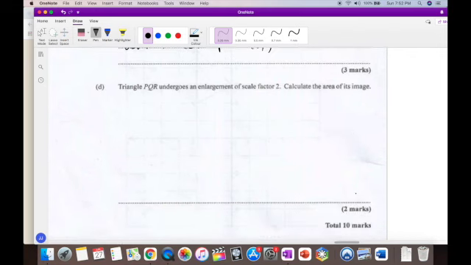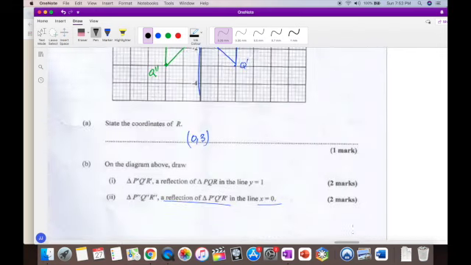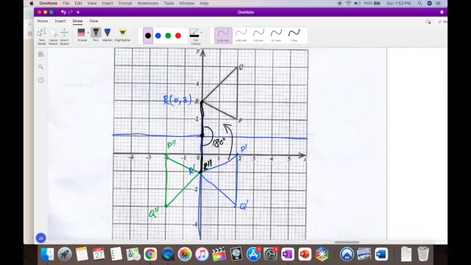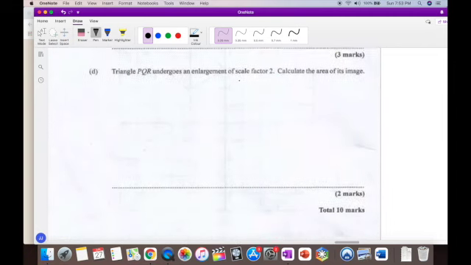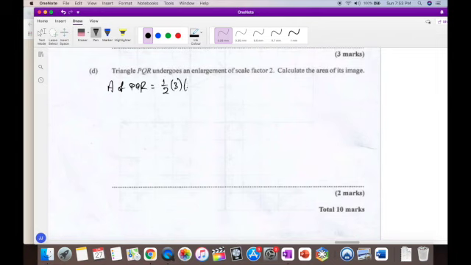The triangle PQR undergoes an enlargement of a scale factor of 2. Calculate the area of its image. So we first have to calculate the area of PQR. So we could see here PQR has a perpendicular height of 2 units and a base of 3 units. So the area of PQR will be a half the base, which is 3, times the perpendicular height, which is 2. 3 2s are 6, and a half of 6 is 3.